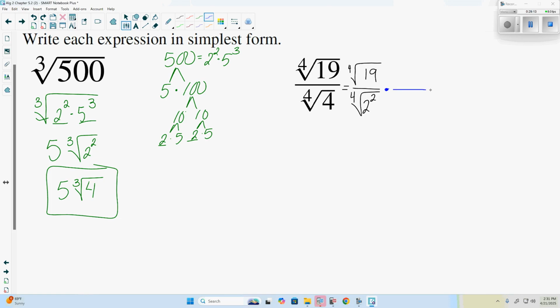I think we're all comfortable in saying that 4 is 2 squared. So we have the fourth root of 19 over the fourth root of 2 squared. So we need to multiply the top and bottom of this by a fourth root so that the denominator, in this case the fourth root of 2 squared, has an exponent that is a multiple of 4.